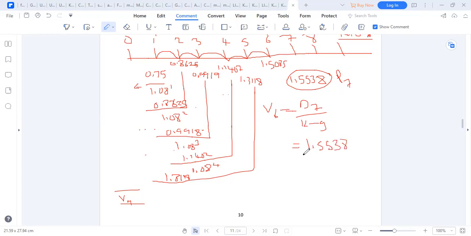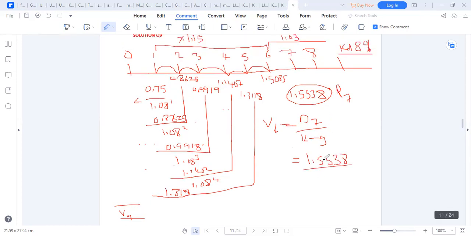1.5538 divided by what? Divided by what? K minus G, K D. Okay, in this case? 1.03. That's okay. 8%. Good. 8%. 1.08. No, 1.08. Minus what? The G? 0.03. Excellent. 0.03. All right.